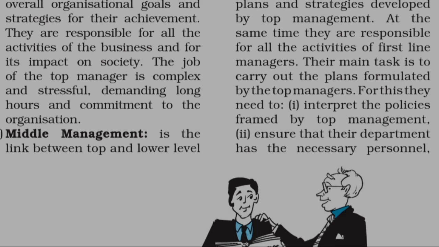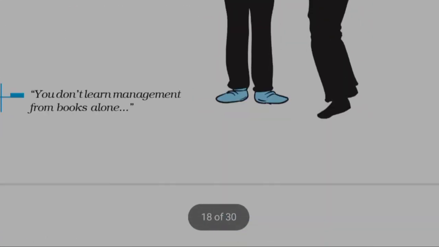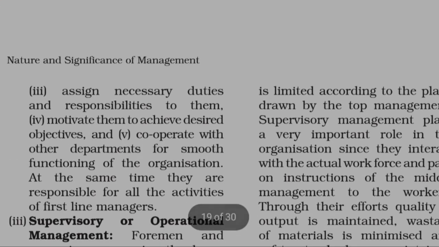Second, they ensure that their department has the necessary personnel. Personnel is what? The persons working together in an organization, the employees, the colleagues with whom we are working together. So, middle level management has to ensure that every department has the necessary personnel, the necessary persons working there. There will be no shortage of persons in any organization, so that the organization's work will not suffer.